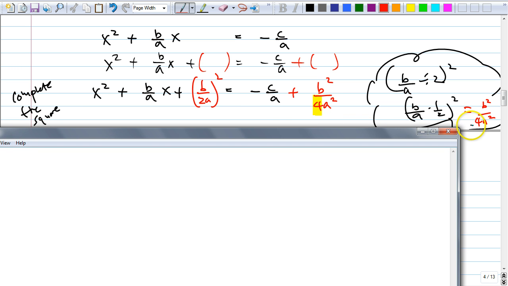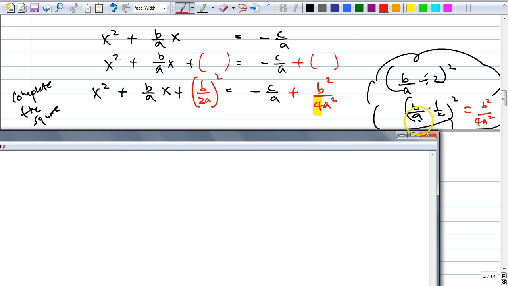On the right side, I just wrote b squared over 4a squared. Is that okay? Because on the right side, I have to add these together. What's b over 2a times b over 2a, guys? I did the work on the right side. Isn't that b squared over 4a squared? On the left side, I'm going to leave it as b over 2a squared. Do you guys remember why?